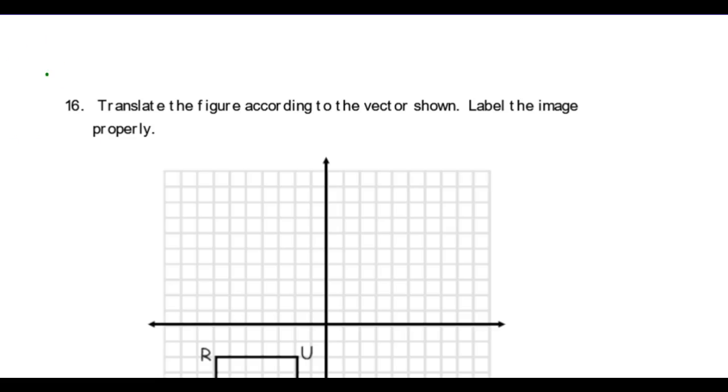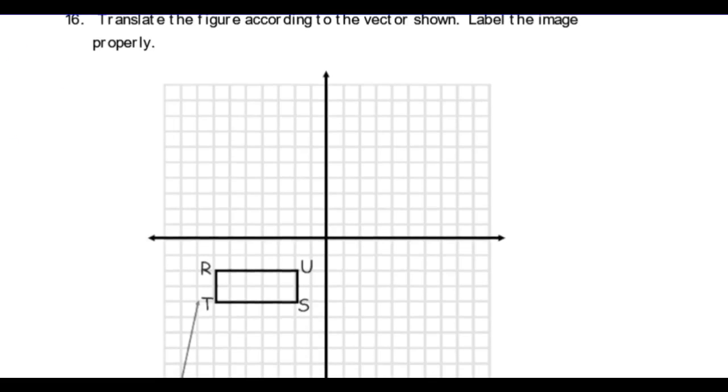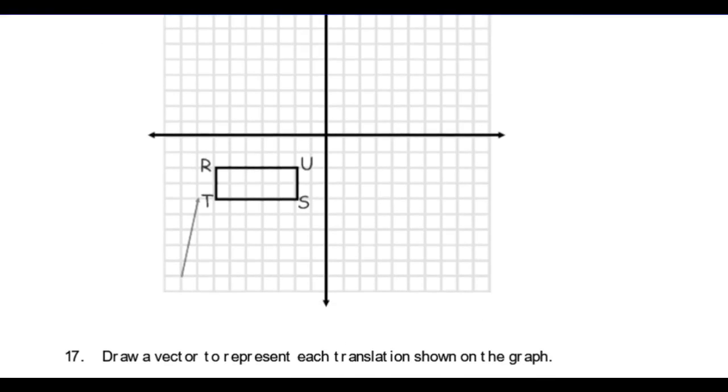We have 16. Translate the figure according to the vector shown and label the image properly. Well, the vector is telling us to go from here to there. I know it's going up to the right because the arrow is at the top here. So we need to move up 1, 2, 3, 4, 5, 1, 2, 3, 4, 5, and to the right 1. So up 5, right 1. I need to do that with each corner.